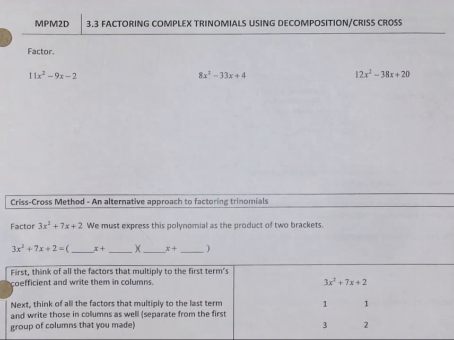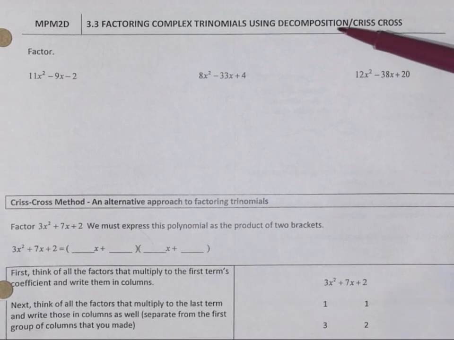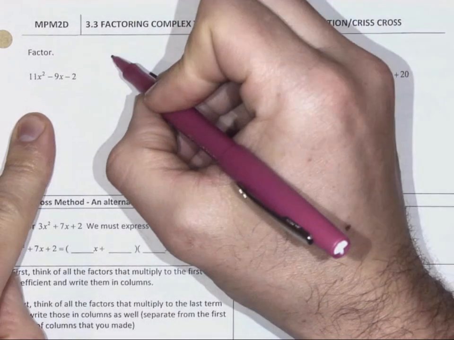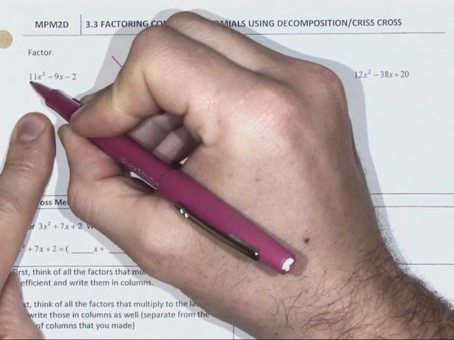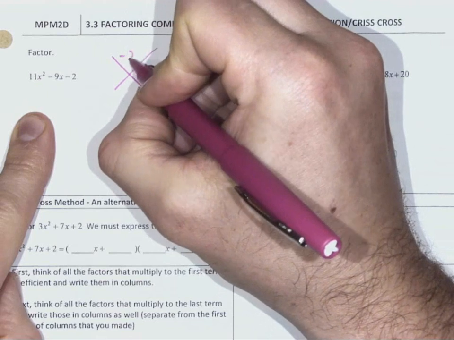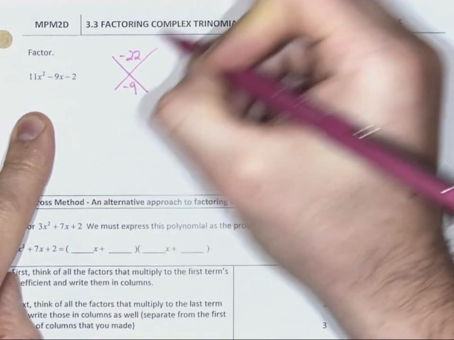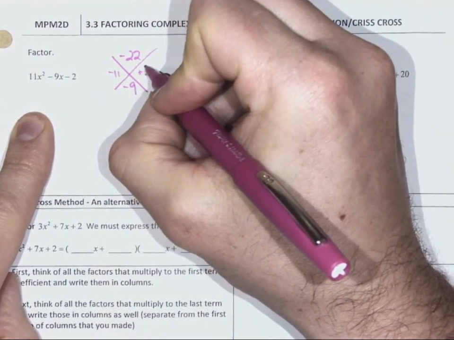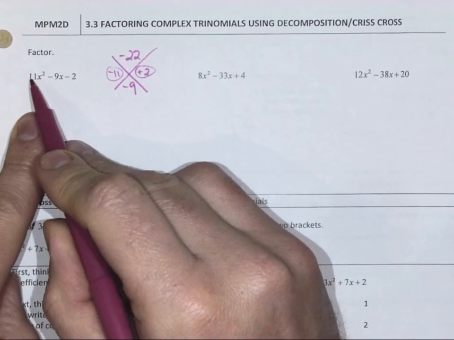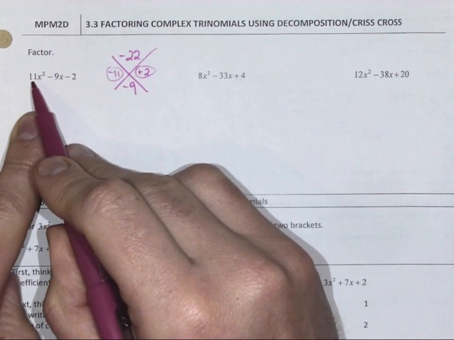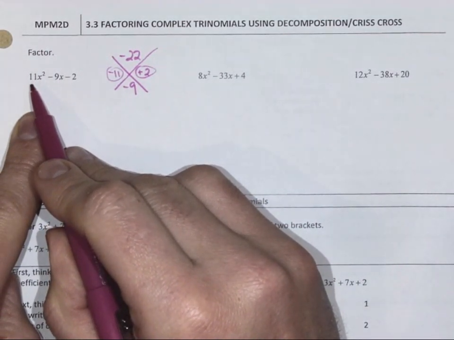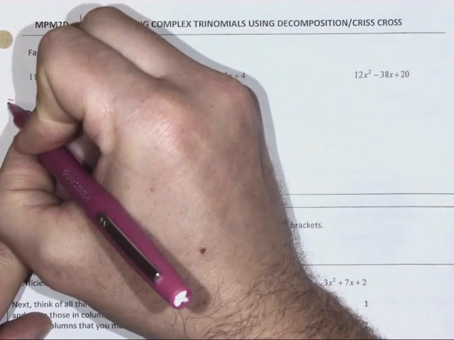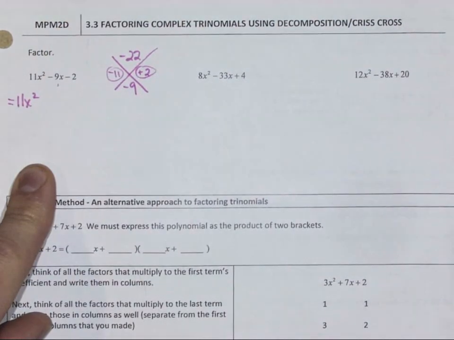Recall that one of the ways that we can factor complex trinomials is decomposition. So if we use that method here, we're looking for two numbers that multiply to 2 times -2, which is -22, and add to -9. Those numbers are going to be -11 and +2. Because it's a complex trinomial, meaning that the leading coefficient is not 1, those numbers don't just go in brackets. That's what -9x breaks down into.